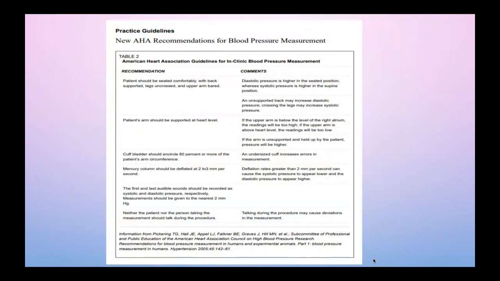This table shows the American Heart Association recommendations for the measurement of blood pressure, that procedure. Just some other points to note. Make sure that the patient is seated comfortably with the back supported, legs uncrossed, and the upper arm bared. So you're not putting the cuff over their clothes, ideally. The patient's arm should be supported at the heart level.